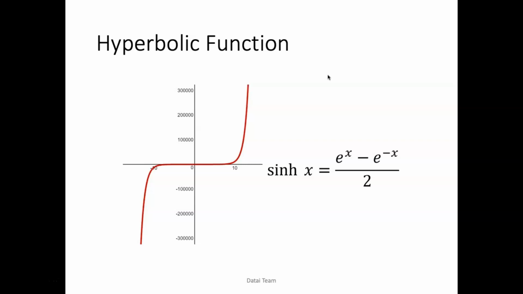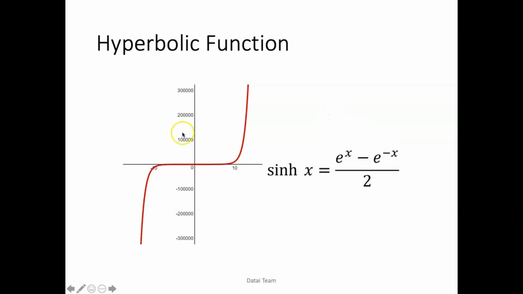As you can see, the hyperbolic function looks similar to the sigmoid function. This function approaches positive infinity when the x is increasing, and it approaches negative infinity when the x is decreasing. If we have x equal to 10, we have e to the power of 10 minus e to the power of negative 10, which is practically 0. So we get e to the power of 10 over 2, which is a huge number.